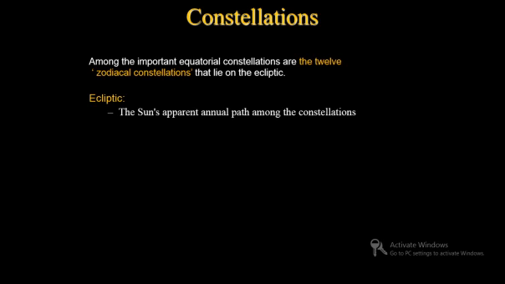So ecliptic is defined as the path the sun seems to move in a year. Why is it mentioned as apparent? Because it is not the sun that moves, but the earth is moving around the sun. So what we feel is that the sun is actually moving. That is why the term apparent is used. So the sun's apparent annual path among the constellations is called the ecliptic.